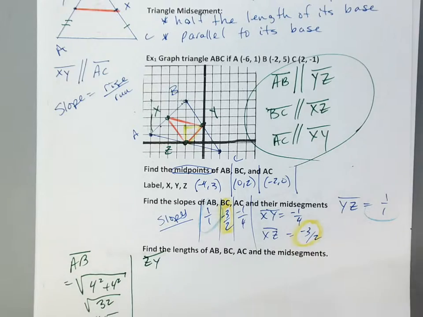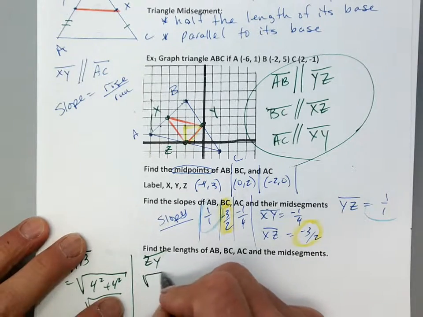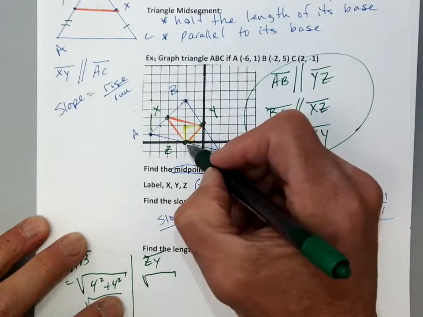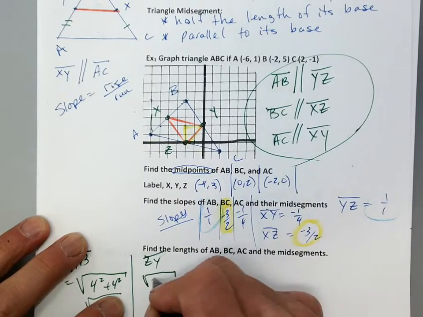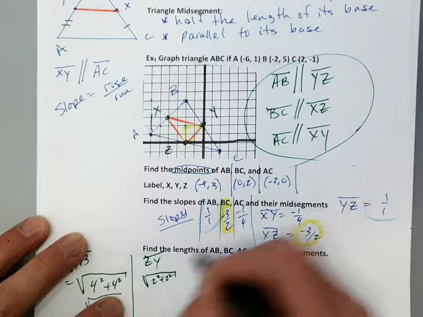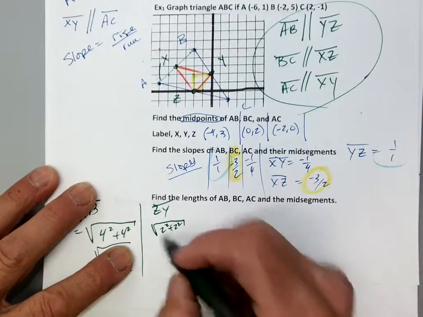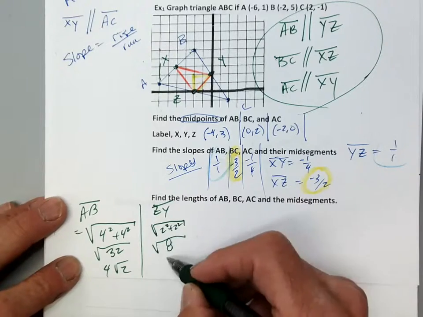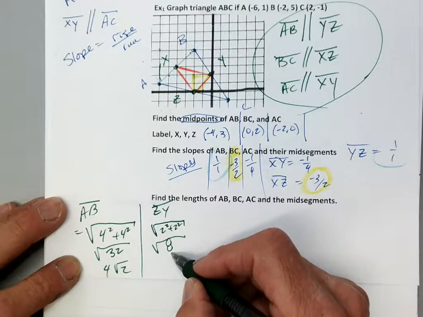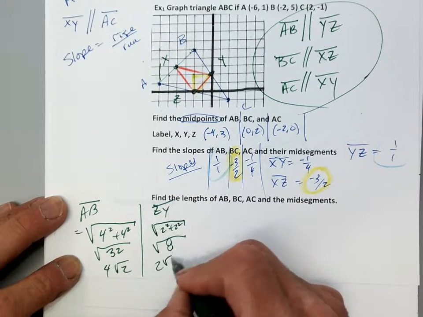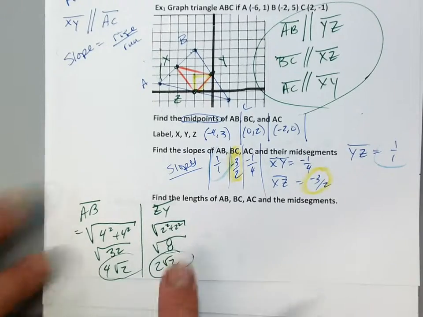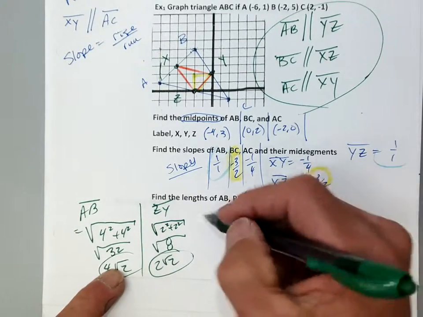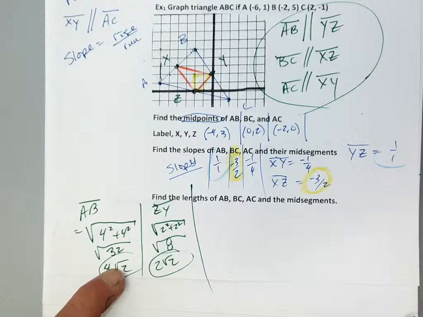So Pythagoras theorem. I'm going to go the square root of 2 squared plus 2 squared, square root of 4 plus 4, which is square root of 8. And you have to reduce that to 4 and 2. I get 2 square roots of 2. Hey, it is half the length. Well, good. It's supposed to be.